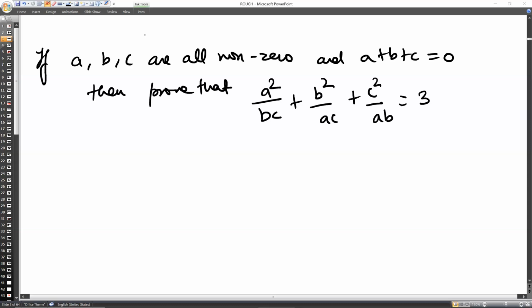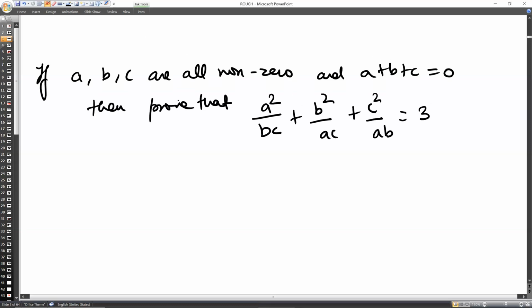Let me help you. If A, B, C are non-zero, non-zero means they are not zero, and A plus B plus C is zero, then A has some value, B has some value, C has some value, but they can be negative, positive, whatever it is. But A plus B plus C is equal to zero. Then prove that A square upon BC plus B square upon AC plus C square upon AB is equal to 3. You have to prove this one.